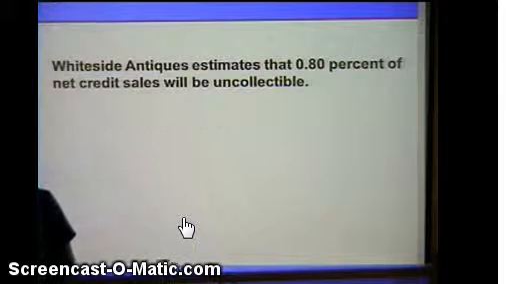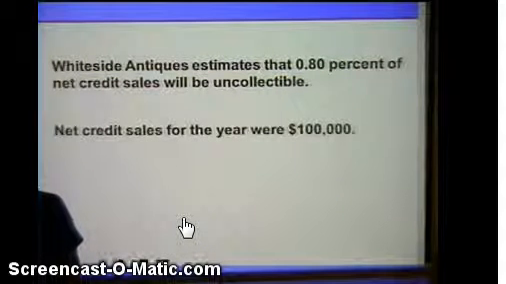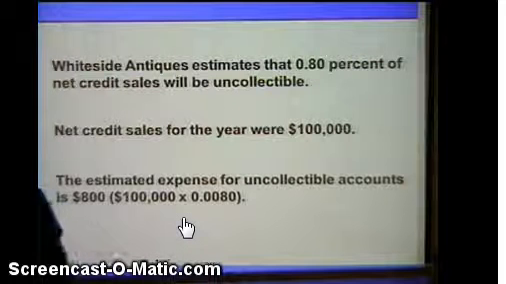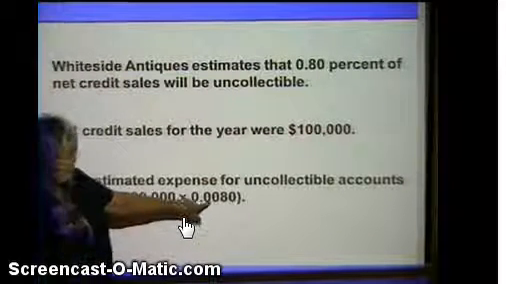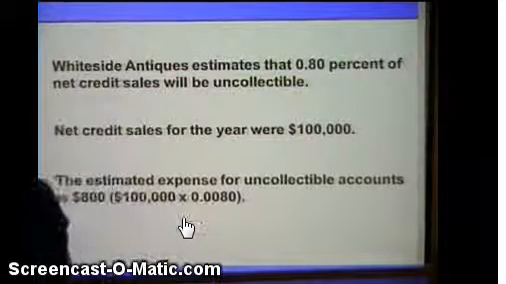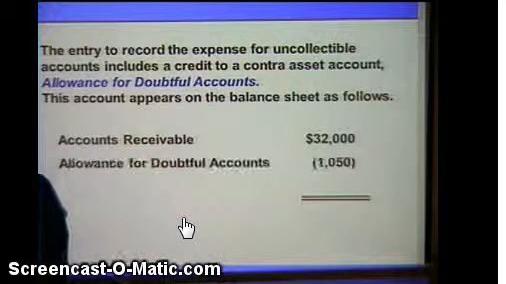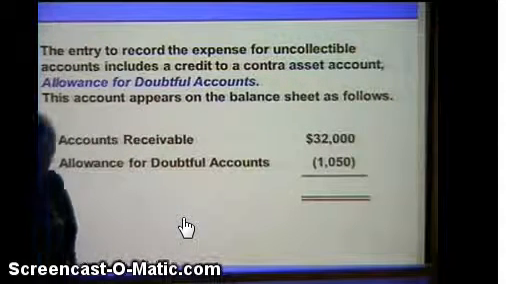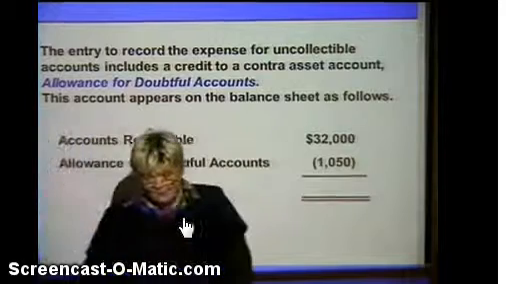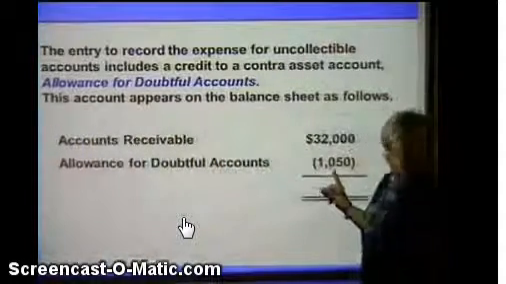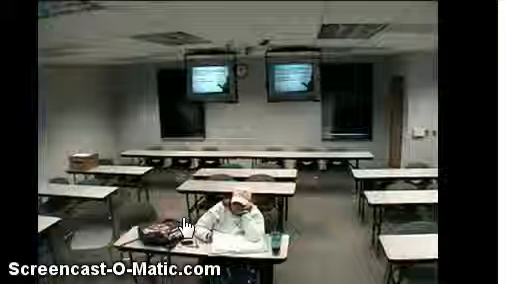Okay. All right. So if net credit sales for the year were $100,000, then we would multiply that out times our 0.008 to get the amount that we're going to allow for uncollectible accounts. And in this case, 0.8% is going to be about $1,050. 800.